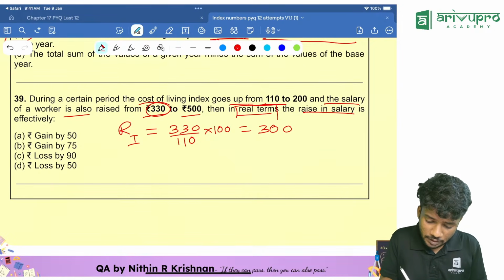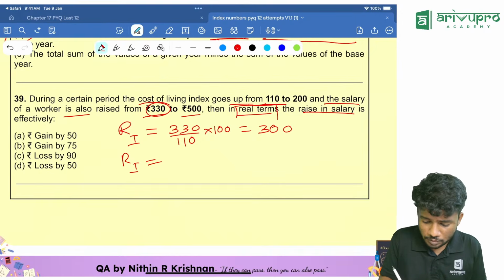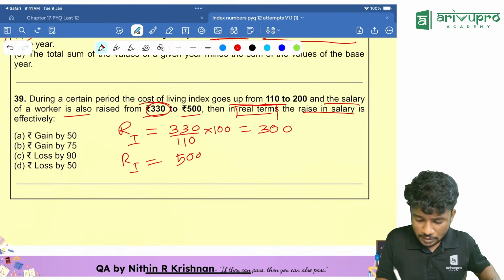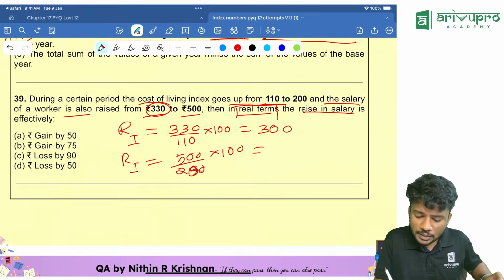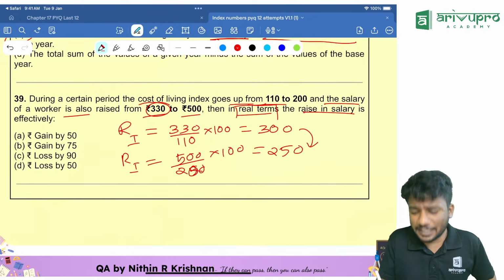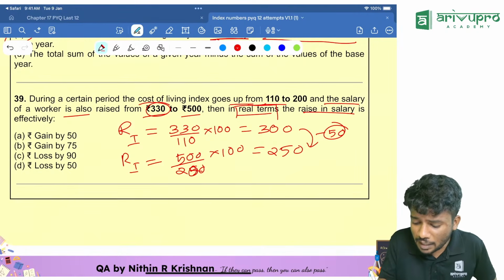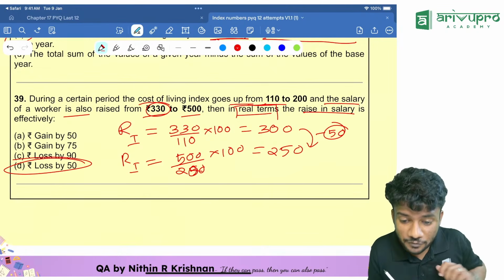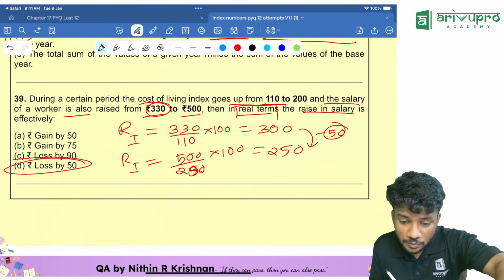Next one is case 2: 500 divided by 200 into 100, which is equal to how much now? That is nothing but 250. So 300 is becoming 250. That means there is a decrease of how much now? Minus 50. So the answer is what? Lost by rupees 50.